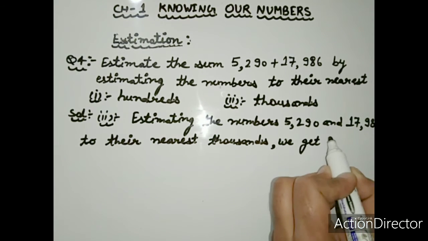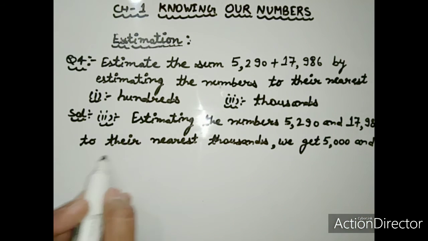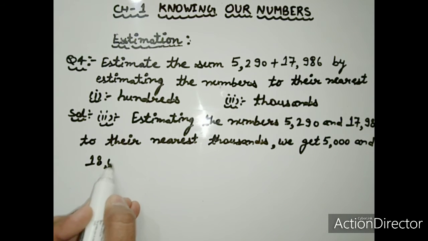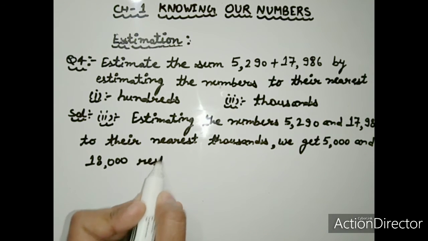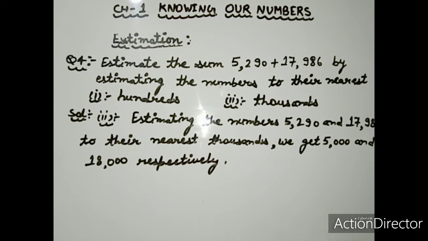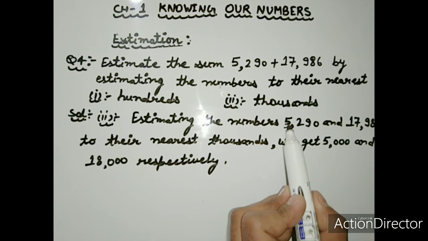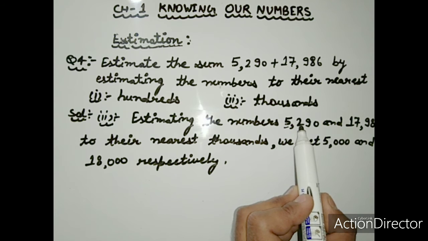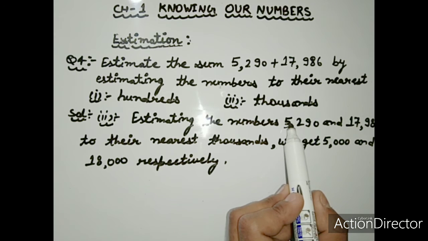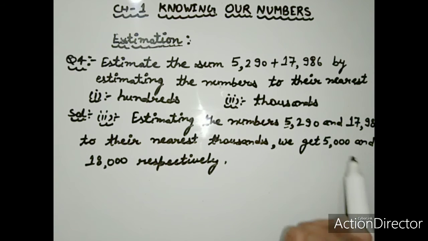We get 5,000 and 18,000 respectively. So here we get 5,000 and 18,000. Why 5,000 here? Because the digit in the required place is 5 here and on the right-hand side of the required place the digit is 2. So here 2 is smaller than 5. So here we write 5 same as it is here and the other digits replaced by 0.